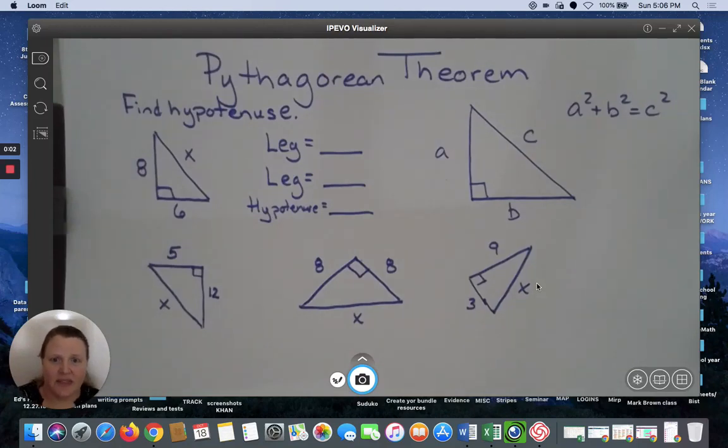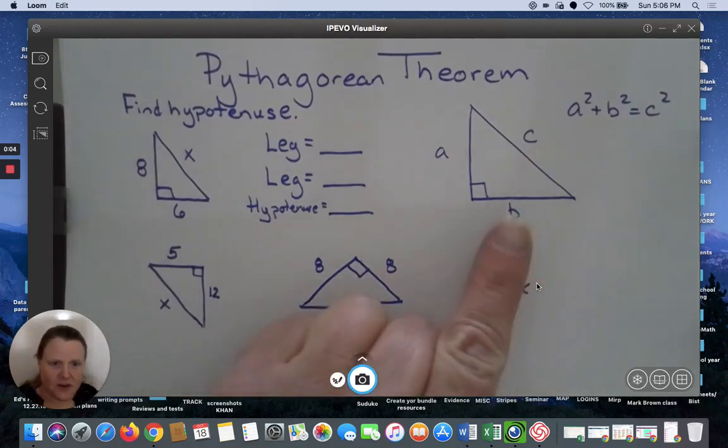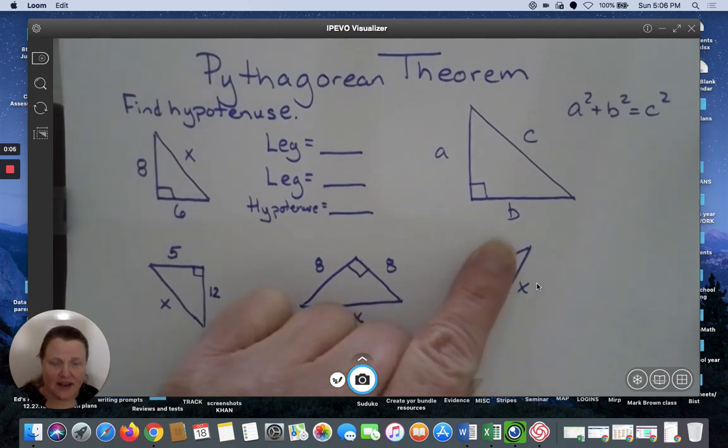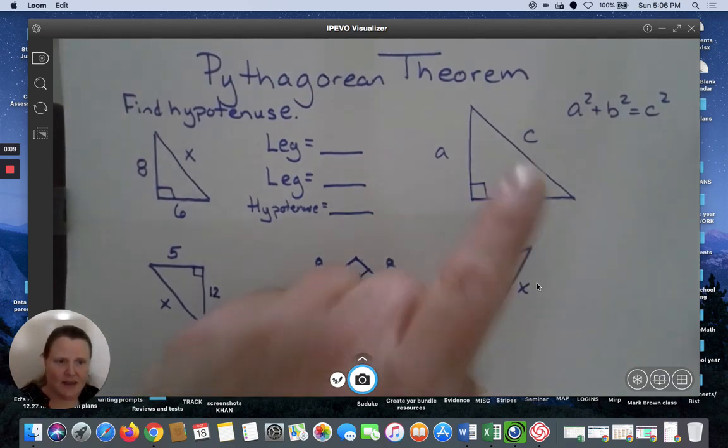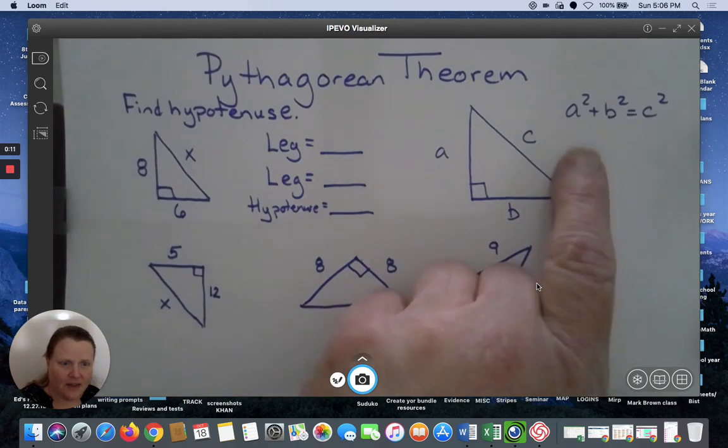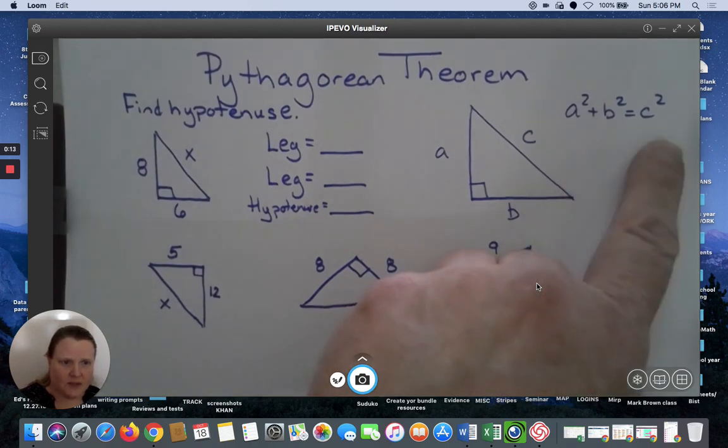Today we're going to look at the Pythagorean Theorem. So up here in the corner you can see that I have drawn a right triangle and I have labeled the parts A, B, and C. And I've written the Pythagorean Theorem, a squared plus b squared equals c squared.